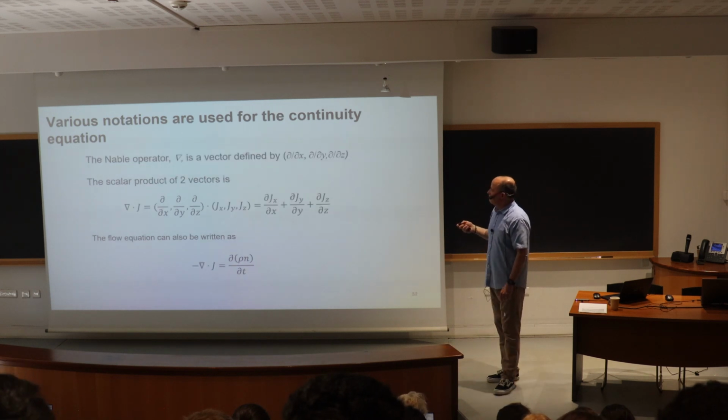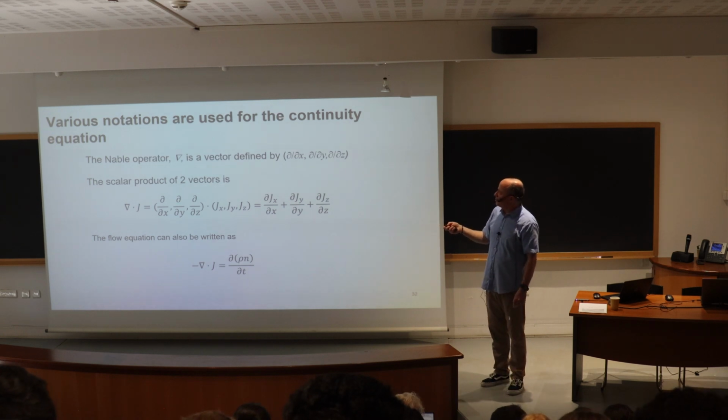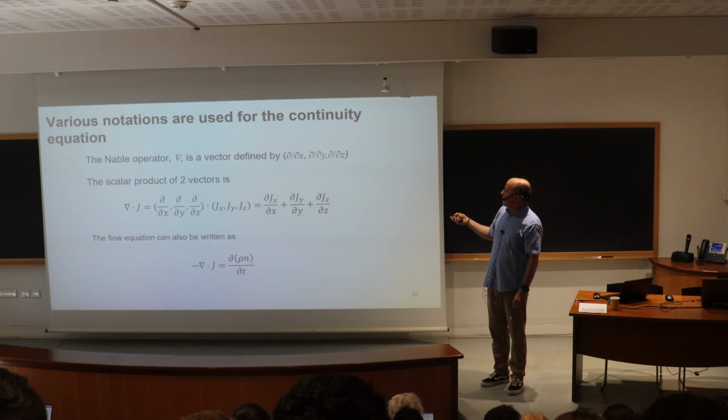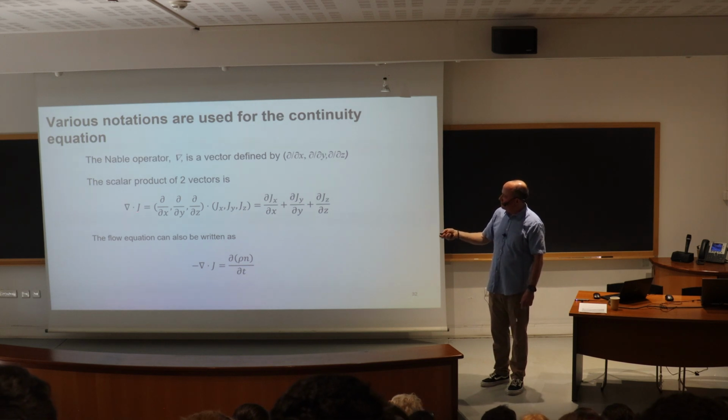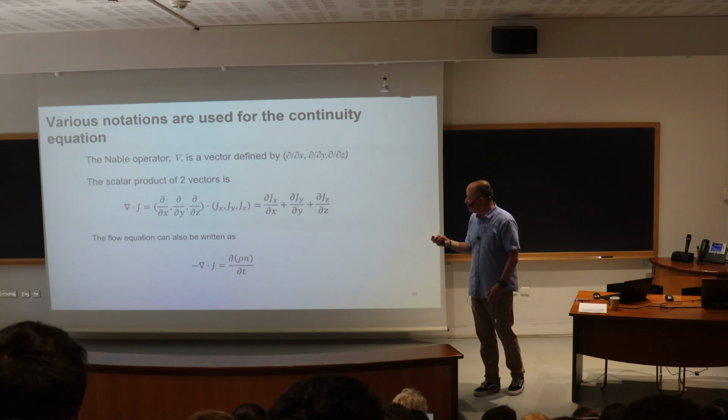Just to make things more complicated, some people like to use the nabla operator, the inverted triangle. It's a vector defined by three components, the derivative over x, y, and z. The scalar product of two vectors, so the nabla scalar product of j, is going to be two vectors here, and again we get the same expression. So some people like to write the equation that way, minus nabla times j. But it's exactly the same equation, but different notation.